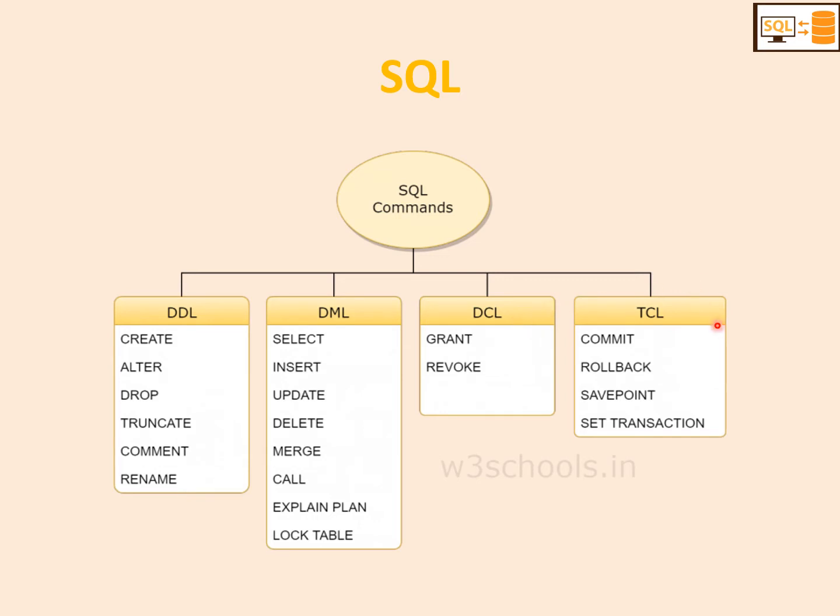And another category of SQL is TCL, that is Transaction Control Language, and it is used for committing the transaction as well as rolling back the transaction. Using this transaction control language, we can set save points in our database statements, and also we can set the transactions in our databases. So these are the different commands associated with structured query language, and we will see these commands one by one.